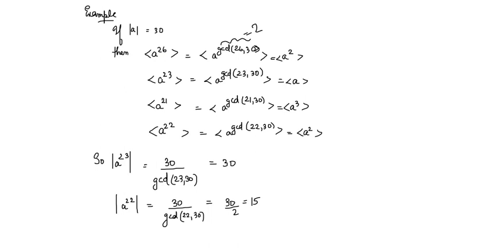So the group generated by a raised to 26 will be the same as the group generated by a square. Next case, if you are taking a to the power of 23. 23 is a prime number. So GCD of 23 and 30 is 1. So the group generated by a raised to 23 is the same as the group generated by a.